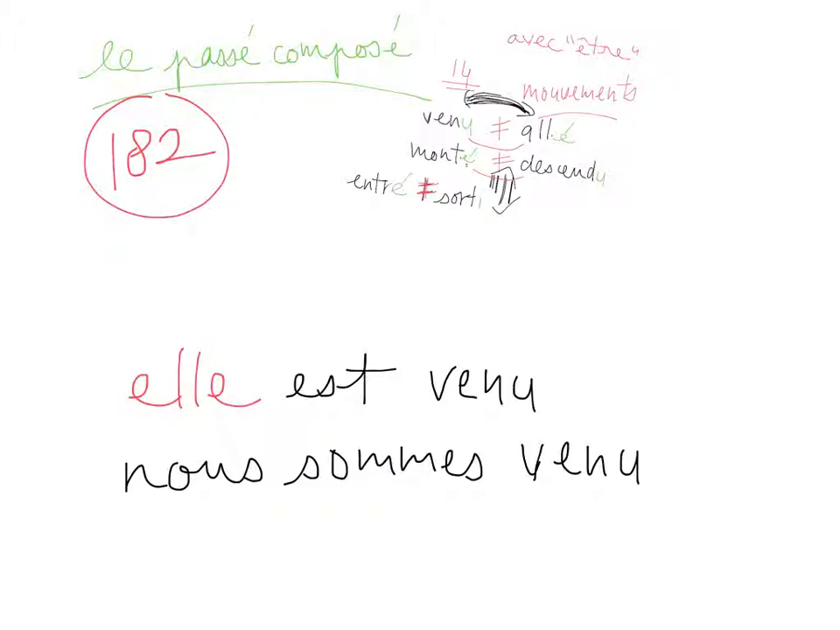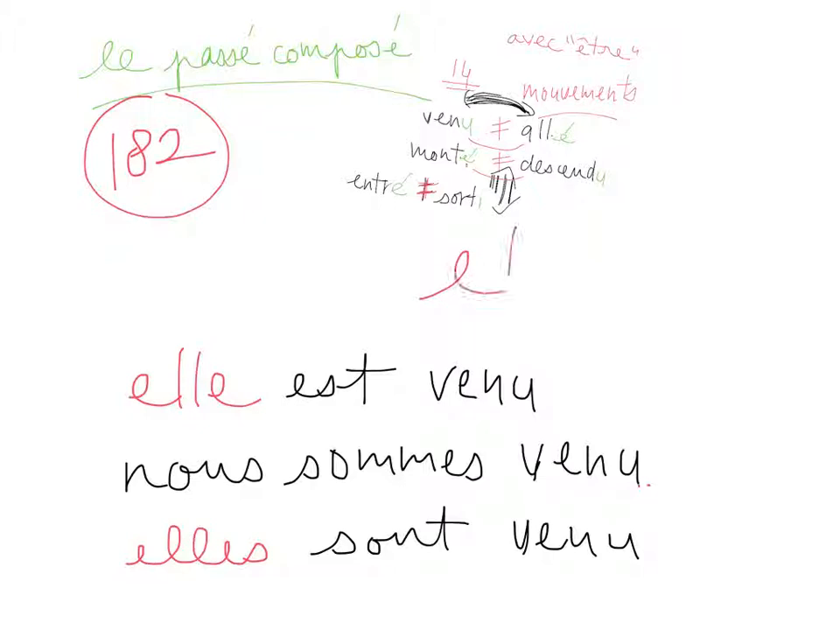What does this mean? It simply means that if our subject here is feminine, this here is going to be feminine as well. If our subject is plural, like this one here, this is going to be plural as well. Of course, if our subject is feminine and plural, this is going to be feminine and plural. Let's write another one. Elles sont venues. In French, this is called l'accord, the agreement.